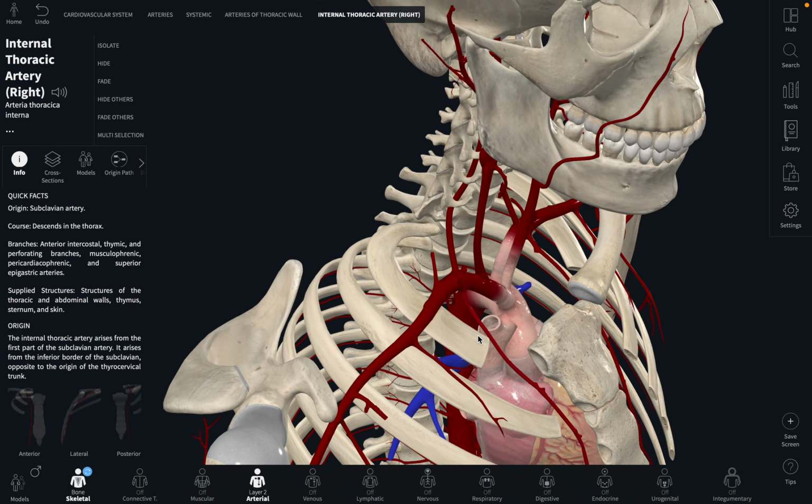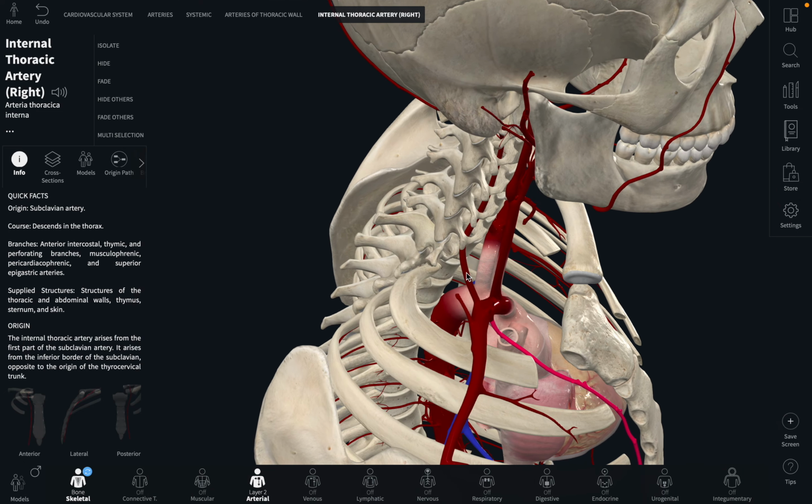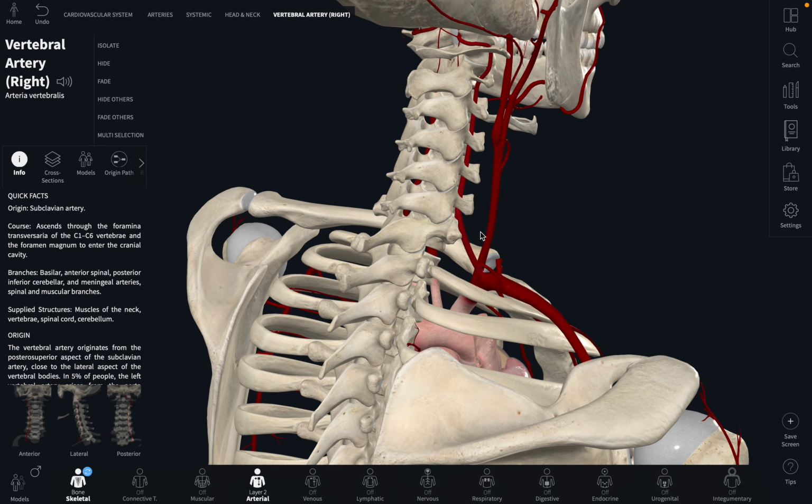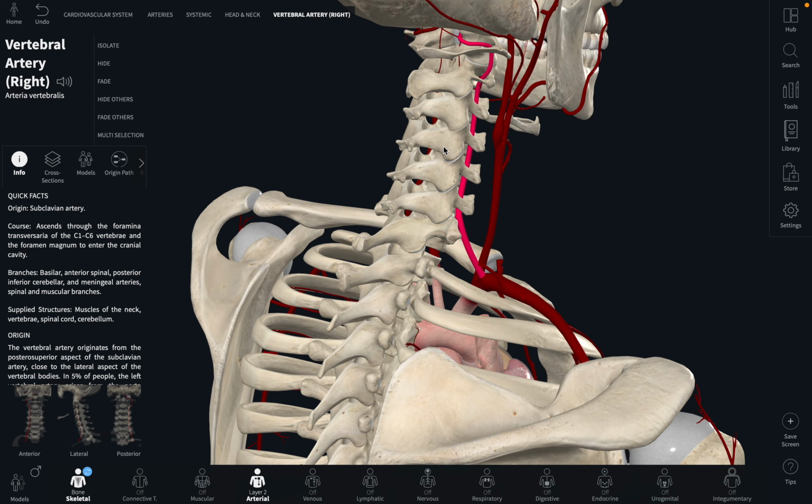Now we have another branch. This is called the vertebral artery. This vertebral artery can supply the spinal cord, and it can also supply, let's say, which muscle can we see here? The trapezius. Yeah, the trapezius.